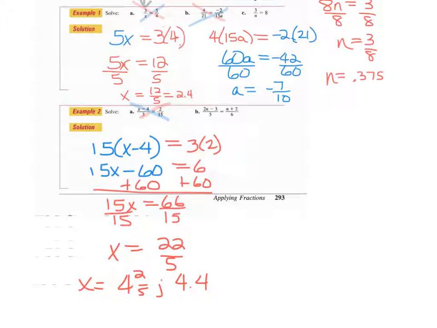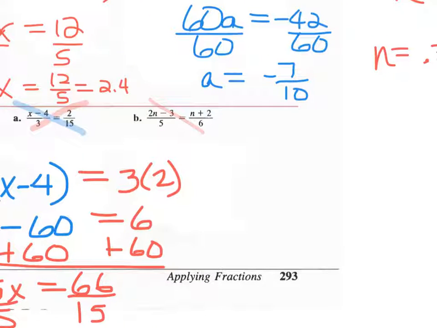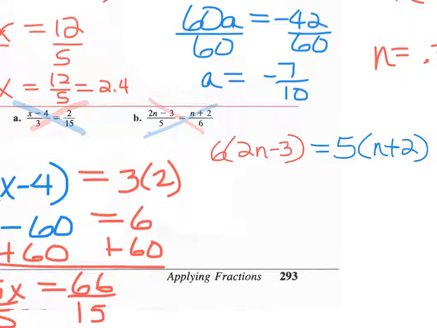Now, you may also get some proportions that have an expression in both. Again, we're just going to cross multiply and divide. So again, cross products here. And again, this would become 6 times 2n minus 3 is equal to 5 times n plus 2. I need to distribute both sides, so this becomes 12n minus 18. The other side becomes 5n plus 10.